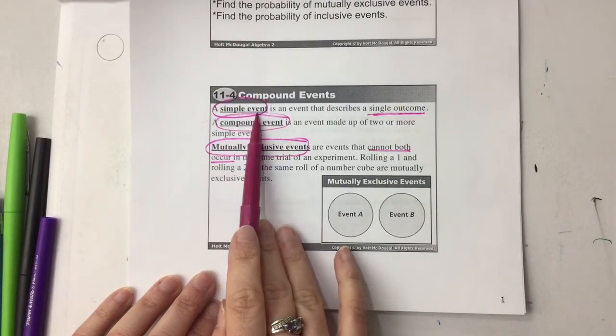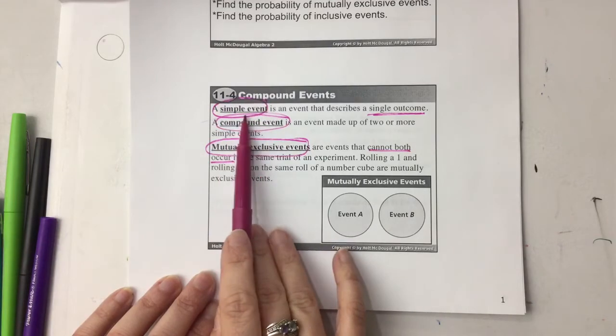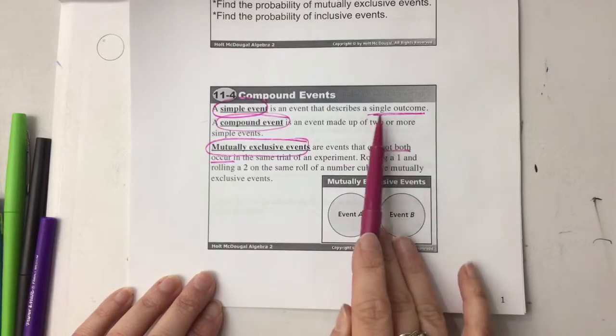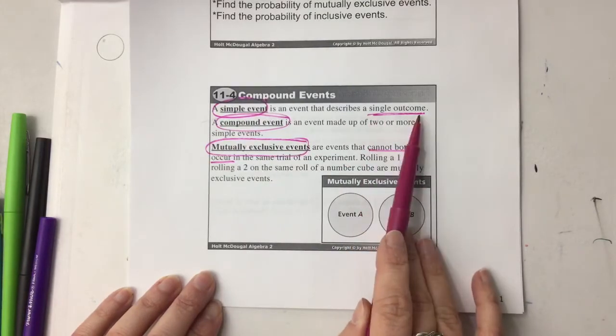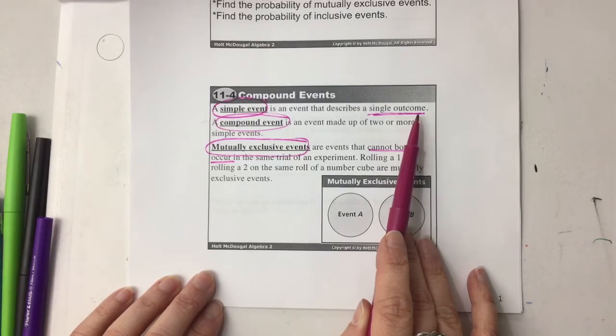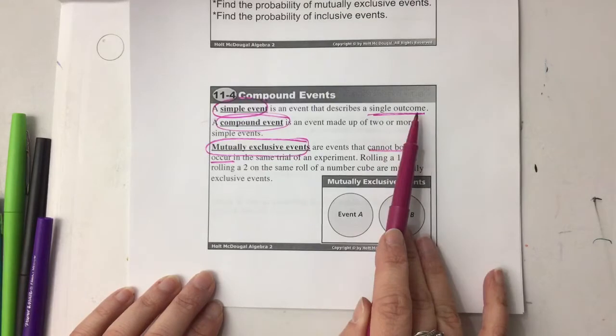A simple event. What that means is that you performed some kind of a probability experiment where there was one single outcome. So for example, maybe you flipped a coin and you got heads, or you rolled a number cube and you got a 2. That is just a single outcome.